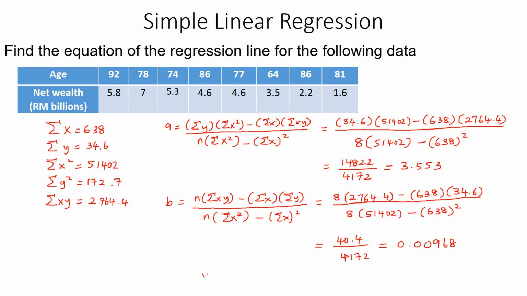So the question asks you to find the equation of the regression line. So the equation is y hat is equal to a plus bx. So y hat is equal to a, which is 3.553, plus b, which is 0.00968, times x. So this is the equation for the regression line for this set of data.